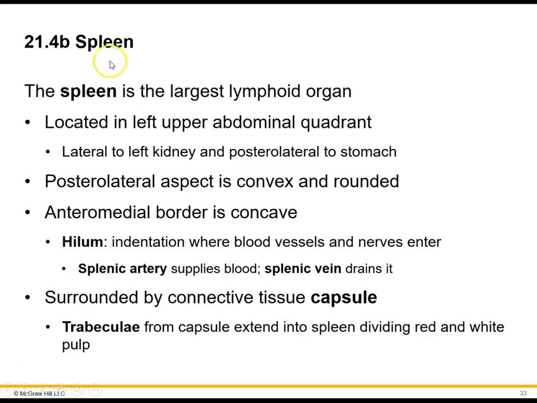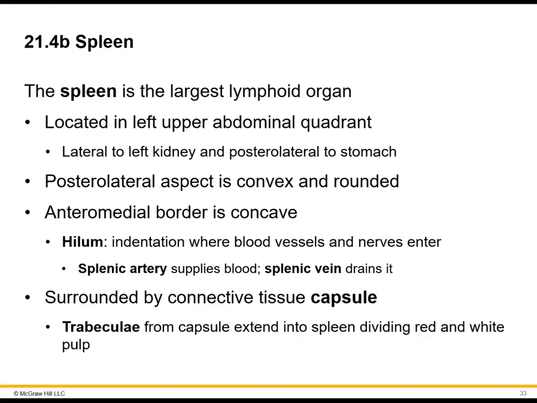Okay, next in the secondary lymphoid organs, we have the spleen. This is the largest lymphoid organ. It's going to be located in the left upper abdominal quadrant. It's going to be lateral to the left kidney and posterolateral to the stomach. The posterolateral aspect of the spleen is convex and rounded, and the anteromedial border is going to be concave. It kind of looks like a big lymph node.